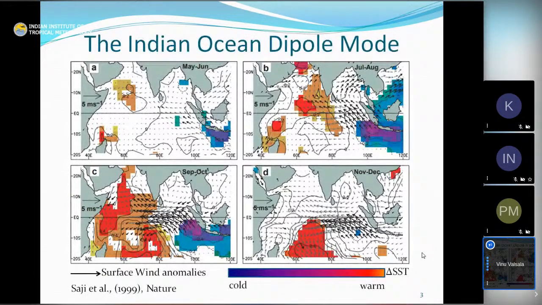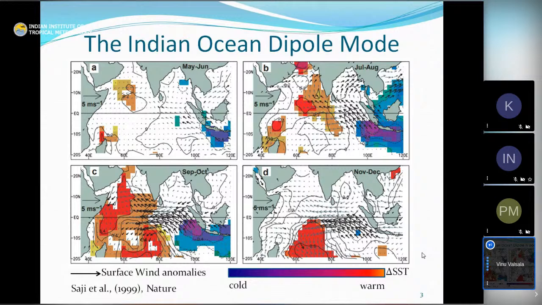So let me start with what is IOD. Perhaps everything starts from this paper, maybe 20 years ago, Saji et al., 1999, Nature. This is a key figure we can depend on to understand what the Indian Ocean dipole mode is. Like in the Pacific, at that time the Indian Ocean was not identified as having a variability of its own on the interannual time scale.